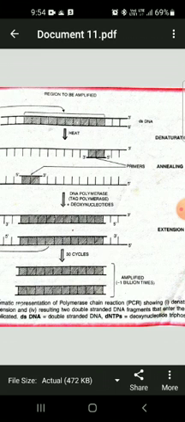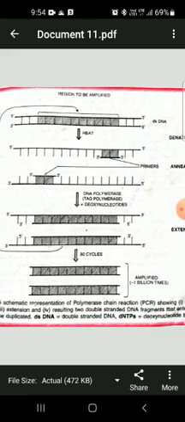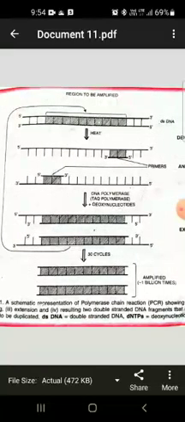Here in today's video, let us start with some introduction before we discuss the diagram that is shown here. The process of recombinant DNA technology involves the following steps. You must be remembering from my previous video.